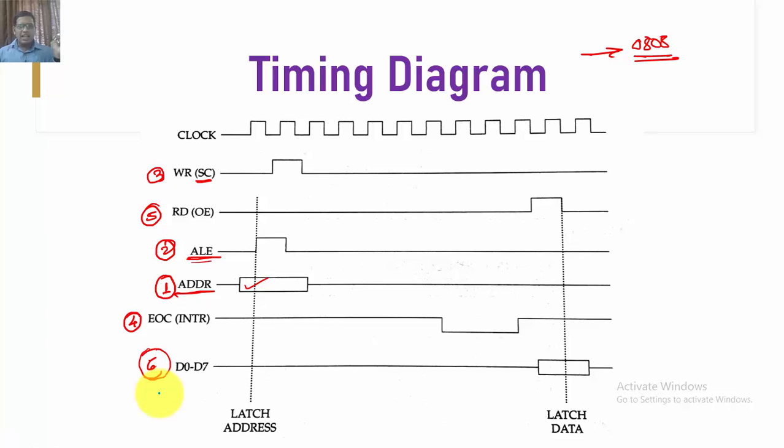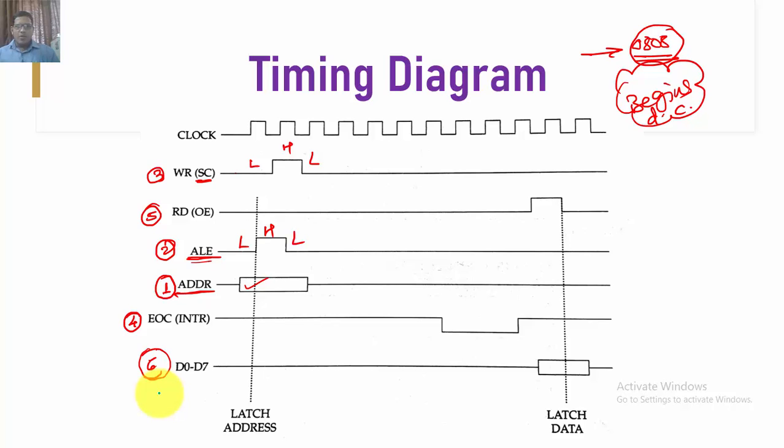After ALE, I am going to give the start of conversion, a low to high to low pulse here. The ALE is also given as a low to high to low pulse, right? So the start of conversion and end of conversion. The moment I give the start of conversion, the 0808 begins the data conversion. Right? So we have to wait here.